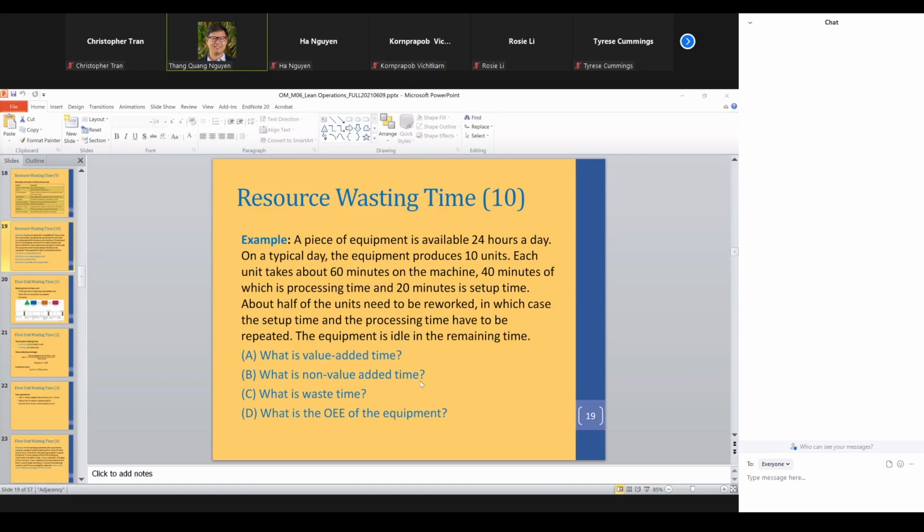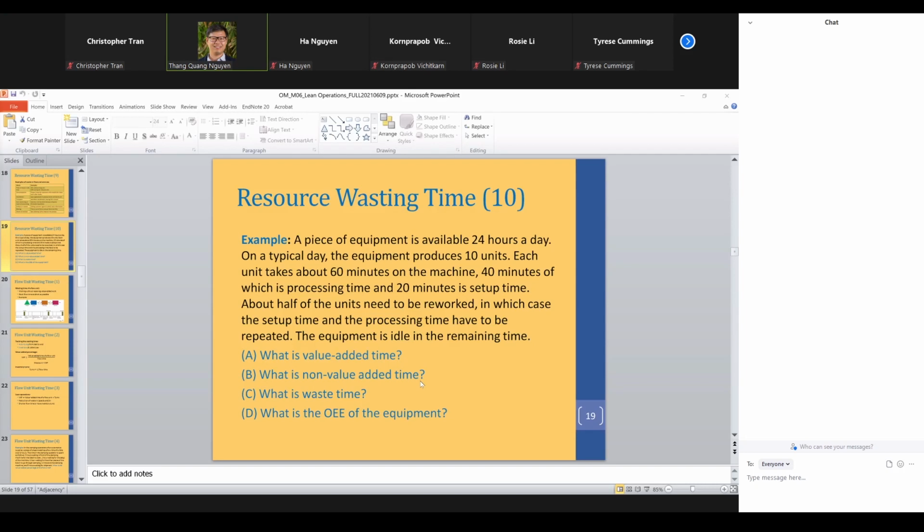Each unit takes about 60 minutes on the machine, 40 minutes of which is processing time, and 20 minutes of which is setup time. About half of the units need to be reworked, right? In which case, the setup time and the processing time have to be repeated. The equipment is idle in the remaining time, right?